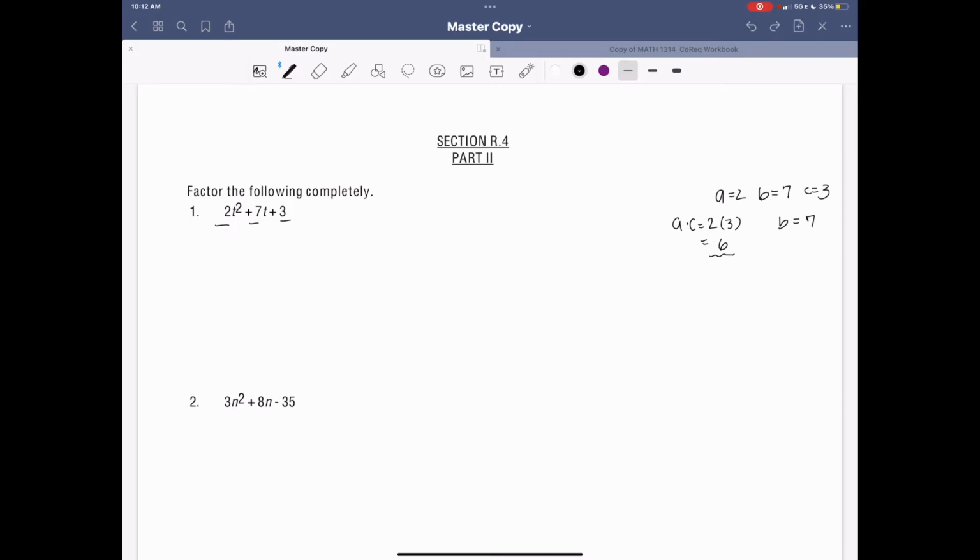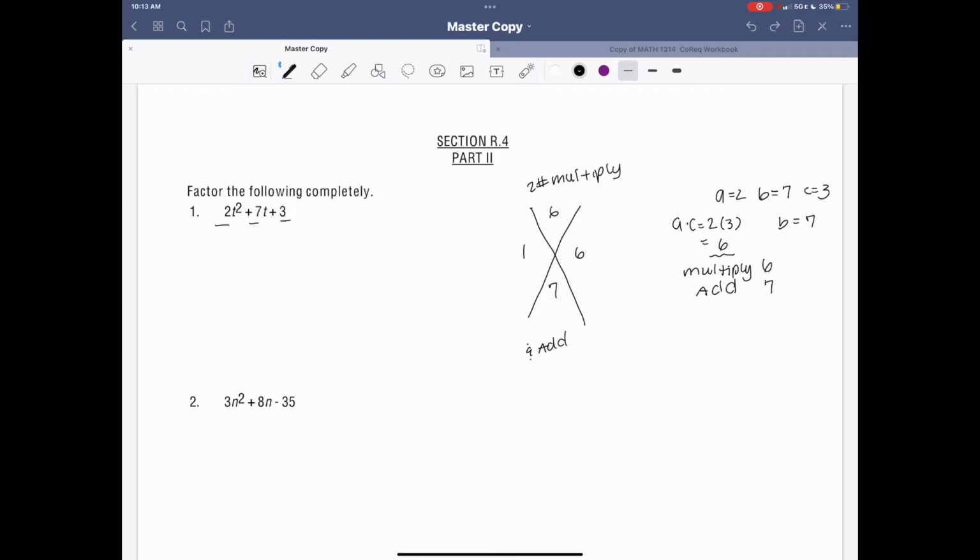So what I'm trying to find are the two numbers that multiply together to give me 6, but the same two numbers will also add together to give me 7. So we're going to go ahead and set up our X, and I use this as a way to organize my numbers. Again, it's two numbers that multiply to give me 6, and the same two numbers have to add together to give me 7. So in this case, it's 1 and 6.